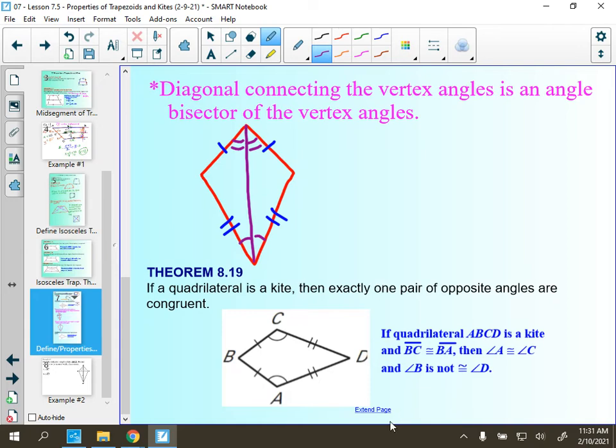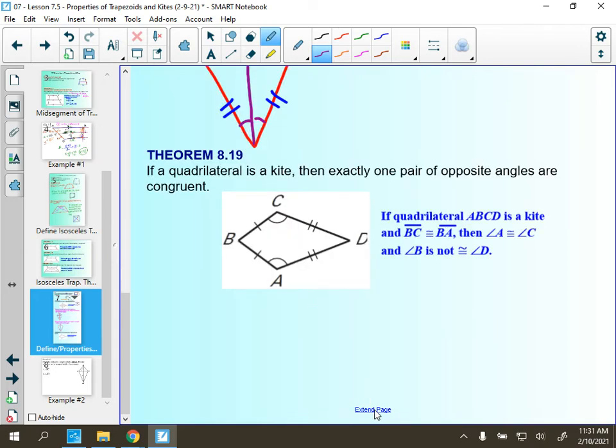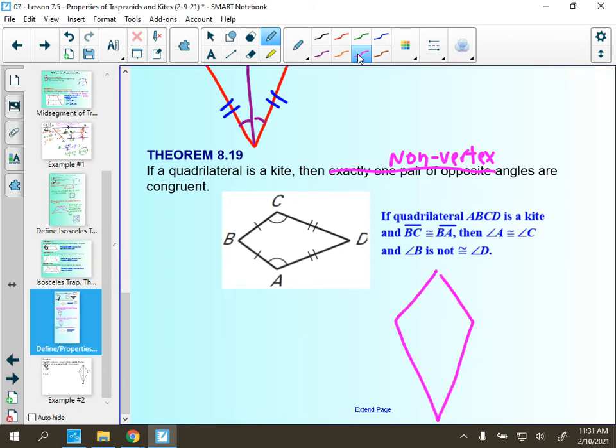And then the last one, I think we can be a little bit more specific here. I think the picture is okay. So if we know something's a kite, then the way the book says it is exactly one pair of opposite angles are congruent. I think because we defined it as the non-vertex angles, it's always going to be the non-vertex angles that would have to be congruent. So however you're making your picture, whether you turn it on its side like this one, or go here and say, hey, that's a kite, those non-vertex angles here and here would be congruent.